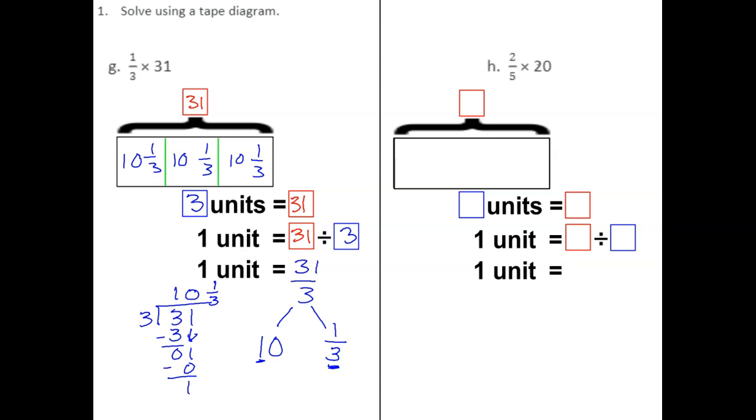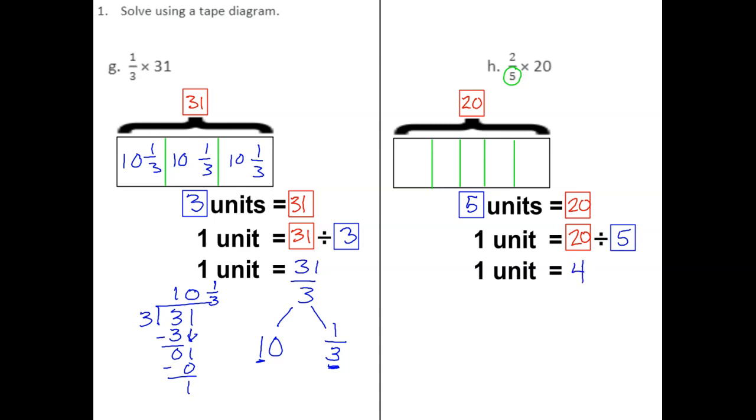So 2/5 of 20. Hopefully you automatically noticed that we had 5 as our denominator or our units. So that means we're going to split our tape diagram into 5 parts. So now we say, well, we know that our whole is 20. We know that we have 5 units that equal 20. So that means that 1 unit is going to equal 20 divided by 5. 20 divided by 5, if we skip count by 5s until we get to 20, we get 5, 10, 15, 20, which is 4.